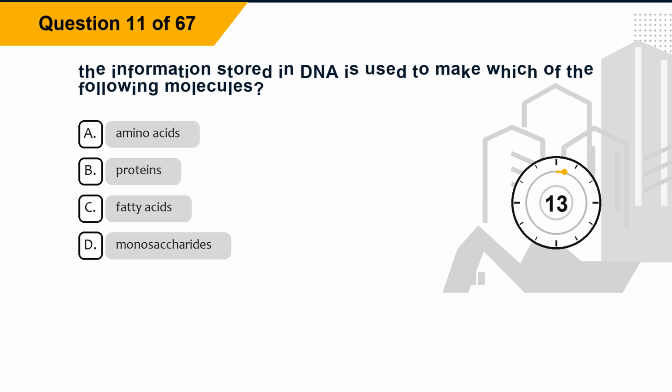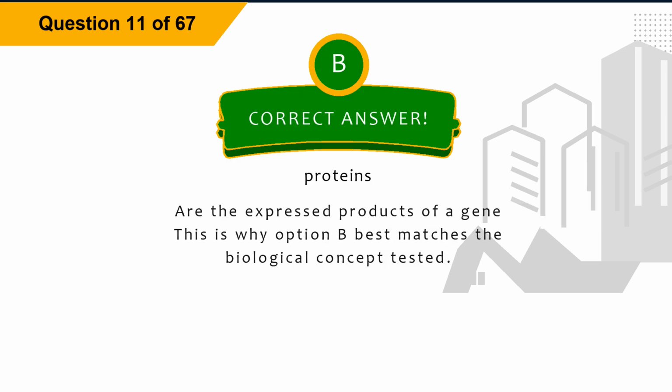Question 11. The information stored in DNA is used to make which of the following molecules? Option A, amino acids. Option B, proteins. Option C, fatty acids. Option D, monosaccharides. The correct answer is option B, proteins. Explanation. Proteins are the expressed products of a gene. This is why option B best matches the biological concept tested.